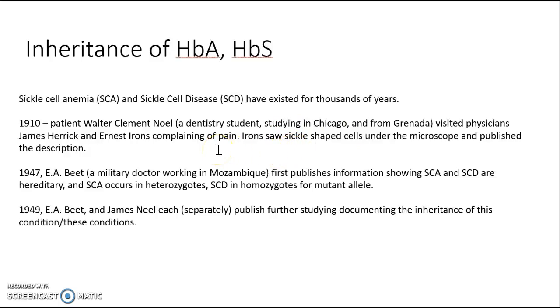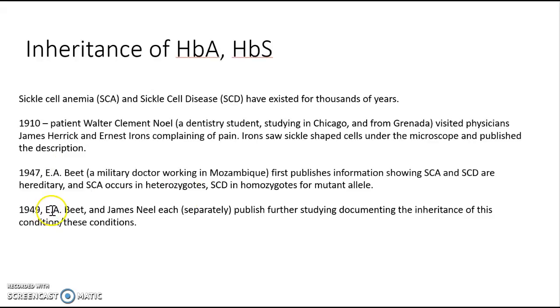And so he first described this condition, and then people started to study it, including Linus Pauling. But the person who first published and clearly showed that this genetic condition of sickled red blood cells, which is associated with anemia, pain, swelling, and other phenotypic aspects, the first person to publish this as a genetic condition was E.A. Beet, who was a military doctor working in Mozambique back in 1947.